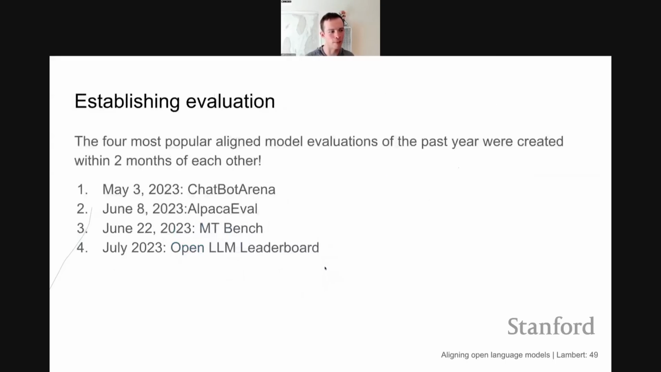But what was happening in the background while the models weren't seeming that different is that new evaluation tools were coming out that ended up being the standard of today. So you can see the dates here. May 3rd, Chatbot Arena, June 8th, AlpacaEval, June 22nd, MT-Bench, sometime in early July, the Open LLM Leaderboard. All of these things were created about the same time, where there's a desperate need to get some sort of signal on what our fine-tuned models are doing in the open.